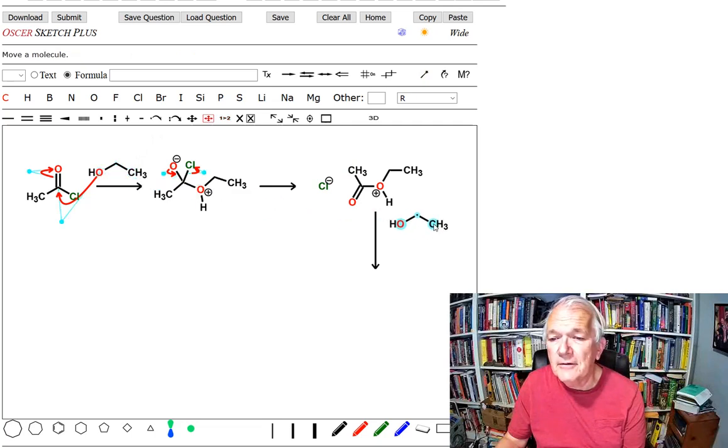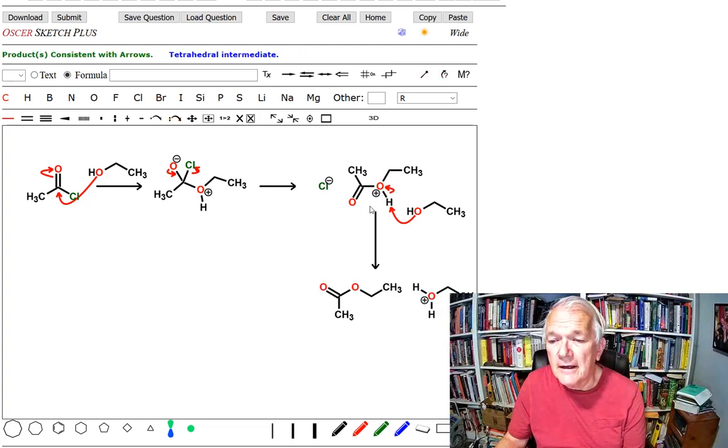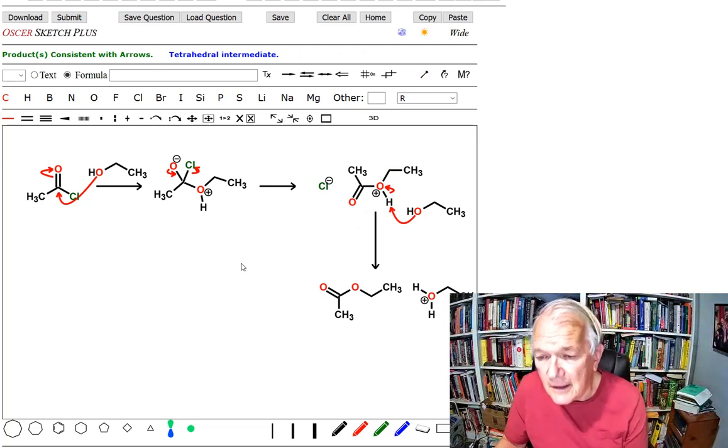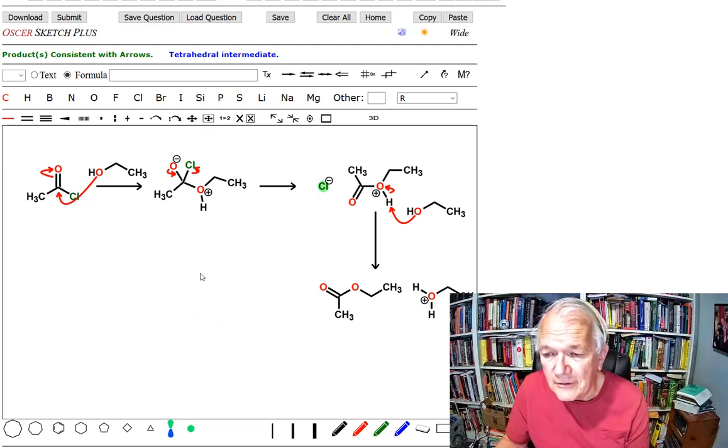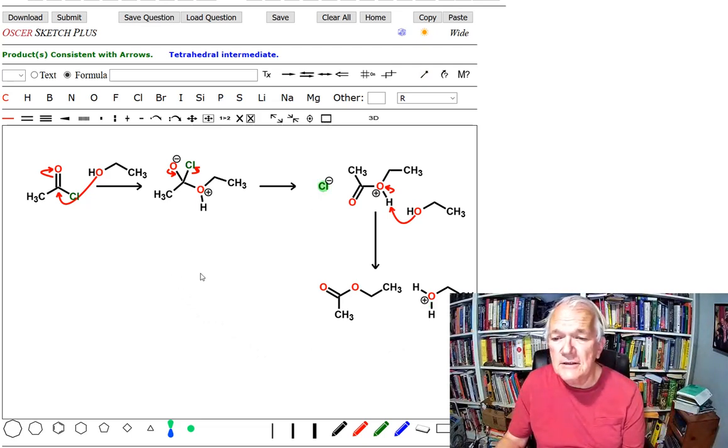Now we need some base to get rid of that proton, and what base is around? Well, the best base around is just excess alcohol, and so we'll throw some extra ethanol in there, or use some extra ethanol, and deprotonate, and this will give us our final ester product. And of course, the proton ends up on the ethanol, and the chloride is around in solution as well. Now, this is a fine reaction, but it turns out you can make this reaction better by catalyzing it.